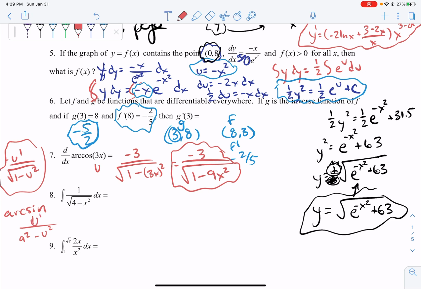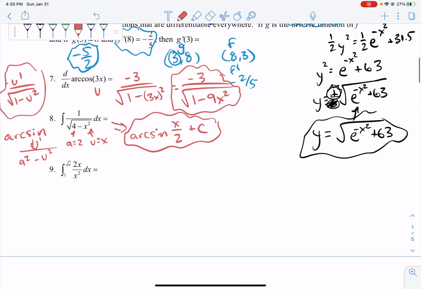So going the other way, to get a squared, that means that a is going to equal 2. To get u squared, that means that u is going to equal x. And u prime on top is just 1, so I don't have to worry about anything out in front. So my answer here is going to be the arc sine. And remember, it's u over a, so x over 2. And don't forget to add c. Arc sine of x over 2 plus c.